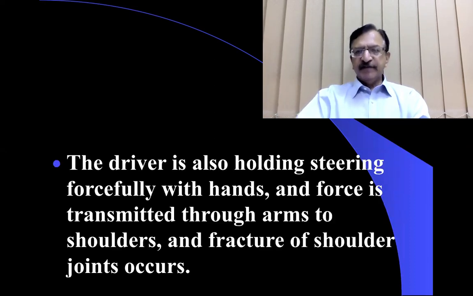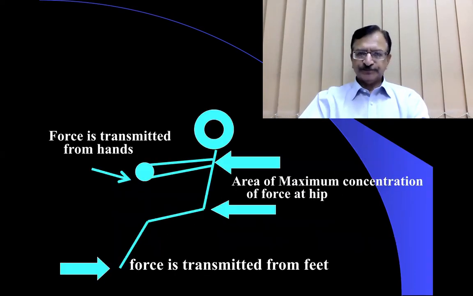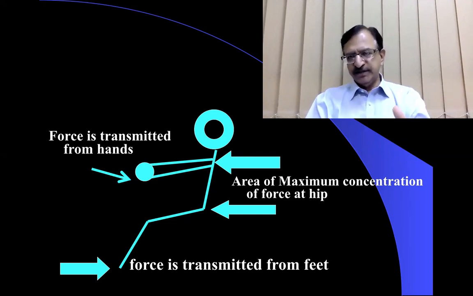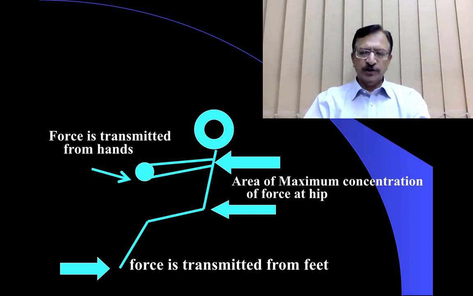And the driver is also holding the steering column forcefully, and through the bones of the forearm, the energy is being transferred to the shoulders, and the fracture of the shoulder joint will occur. This is the diagrammatic representation. From the feet, the energy is transferred to the hip, and from the hands, the energy is transferred to the shoulders.